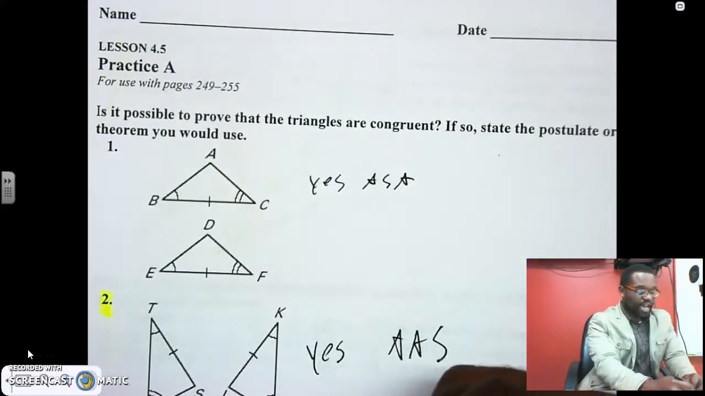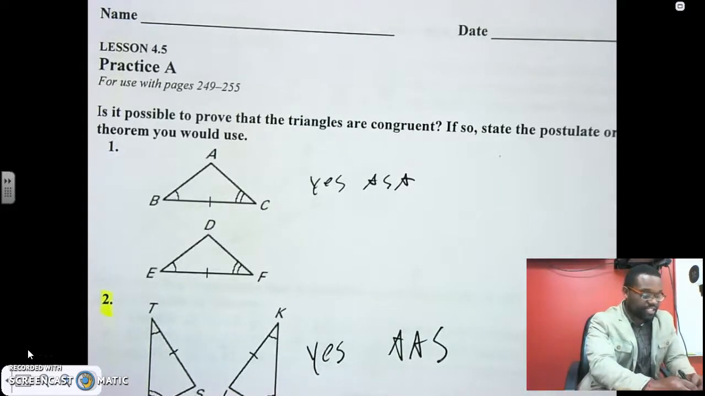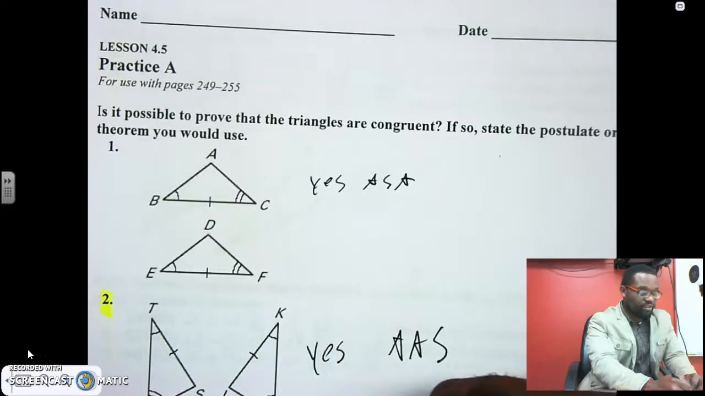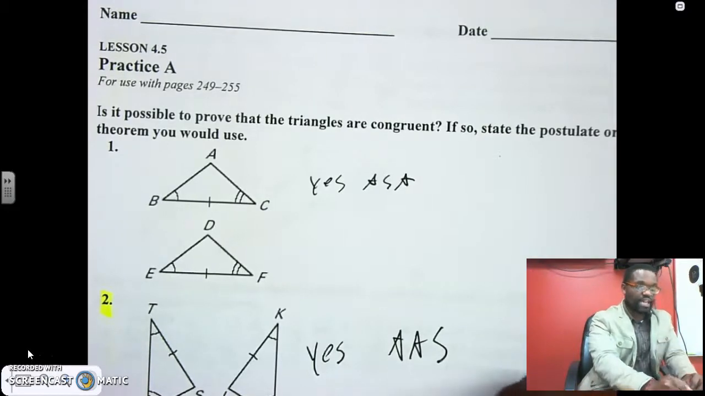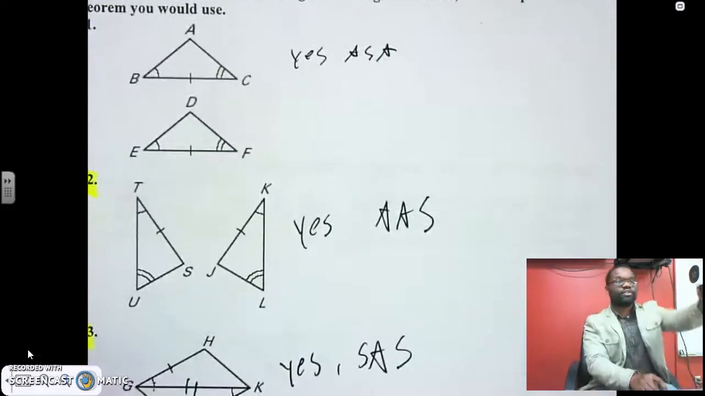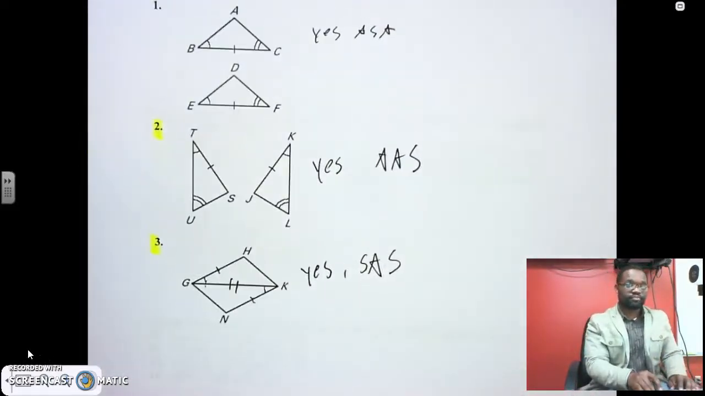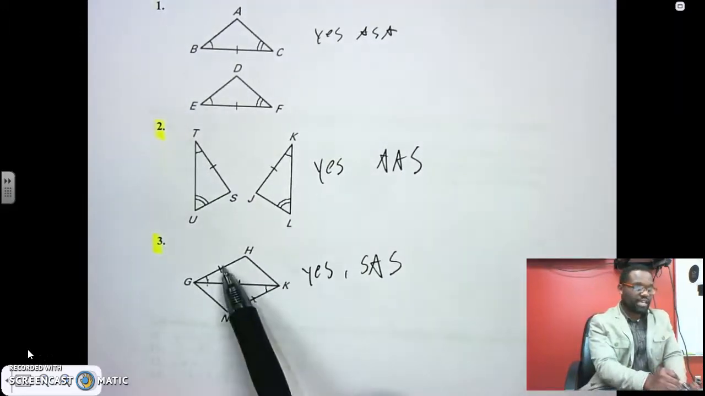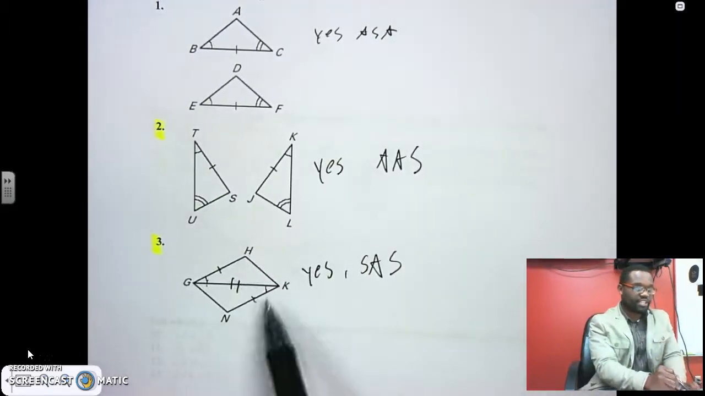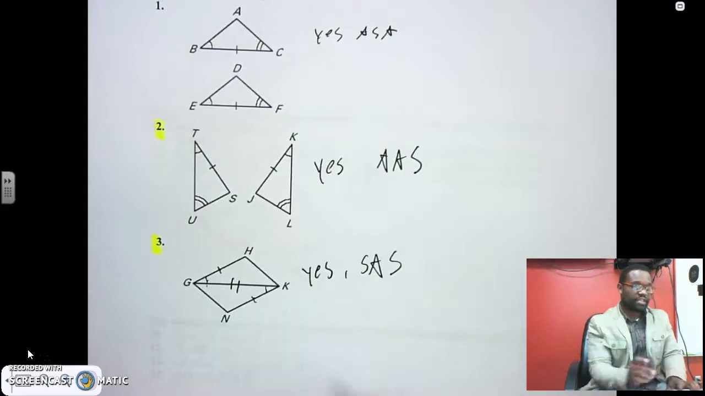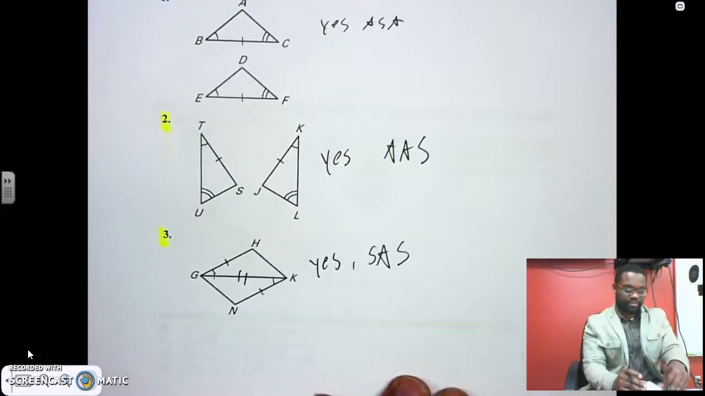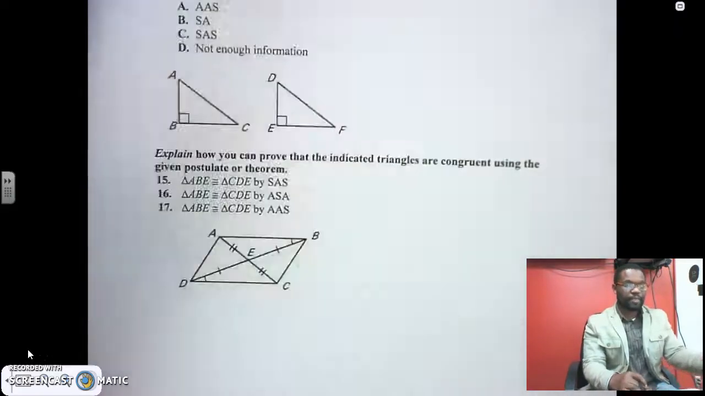Now, this one, I have a side, an angle, a side, and an angle. And do I have anything else? Yes, I have this side that they share. So side, angle, side, side, angle, side. I can say yes using side, angle, side. These are all congruent, and I was able to do side, angle, side with this side that they share. All right, let's keep going. Okay, we did that one. All right.